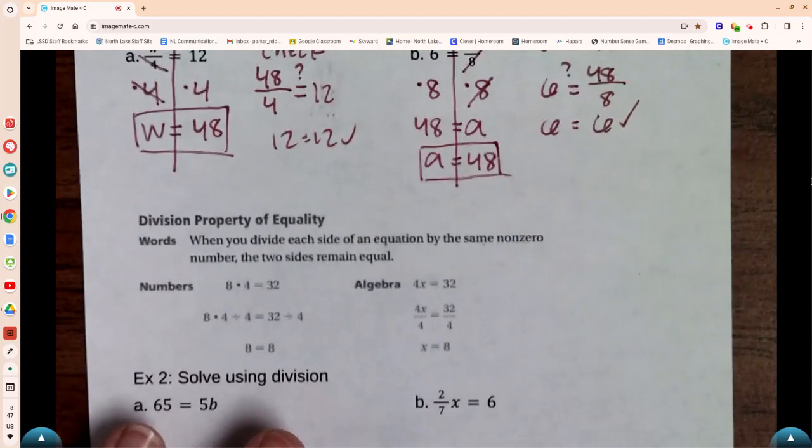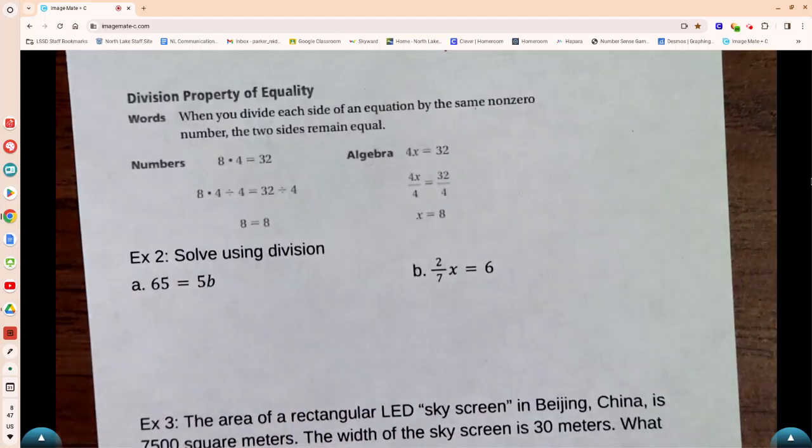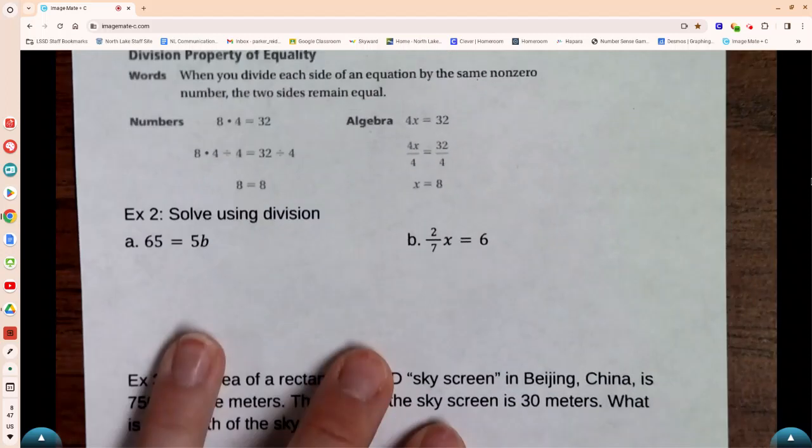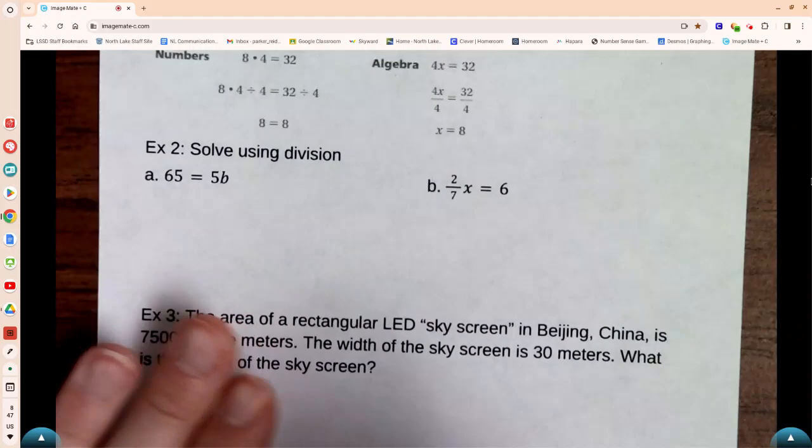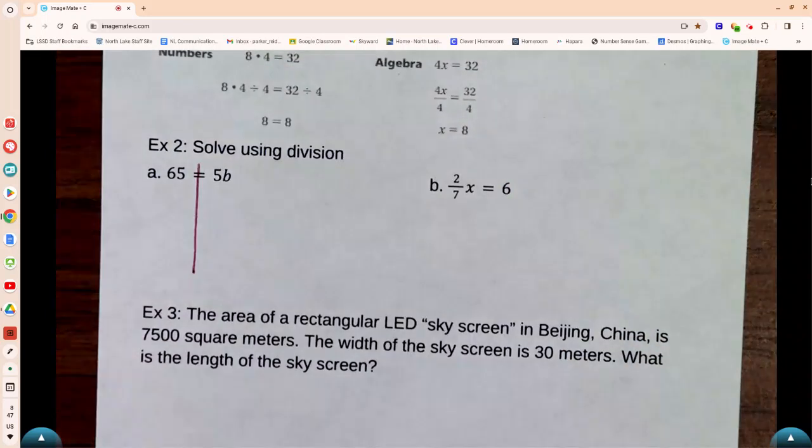And that's called the golden rule of algebra. Whatever you do to one side, you must do to the other. That's how we keep equations equal. So starting with this one, 65 equals 5b. I'm going to draw my line to separate the 2 equal sides of my equation. What is happening between the 5 and the b if they are touching and there is no symbol? What operation does that mean?